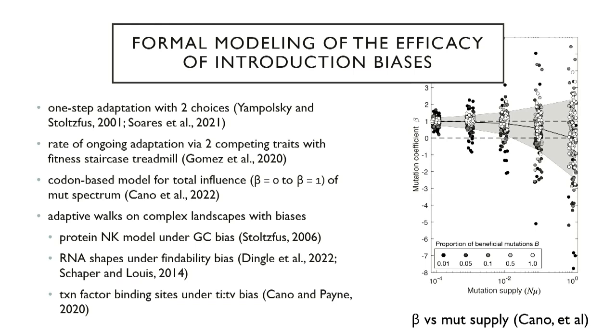This spring, Kano et al. came out with a paper with a lot of simulations of a gene model and this really interesting way of capturing the total influence of mutation with this regression parameter beta that ranges from 0, no influence, to 1, proportional influence. And several groups have done modeling of adaptive walks on complex landscapes under a bias in mutation or a bias in introduction. And I'm particularly interested to draw attention to this work from Ard Lewis's lab on the findability of RNA folds. Well, I don't have time to go into that.